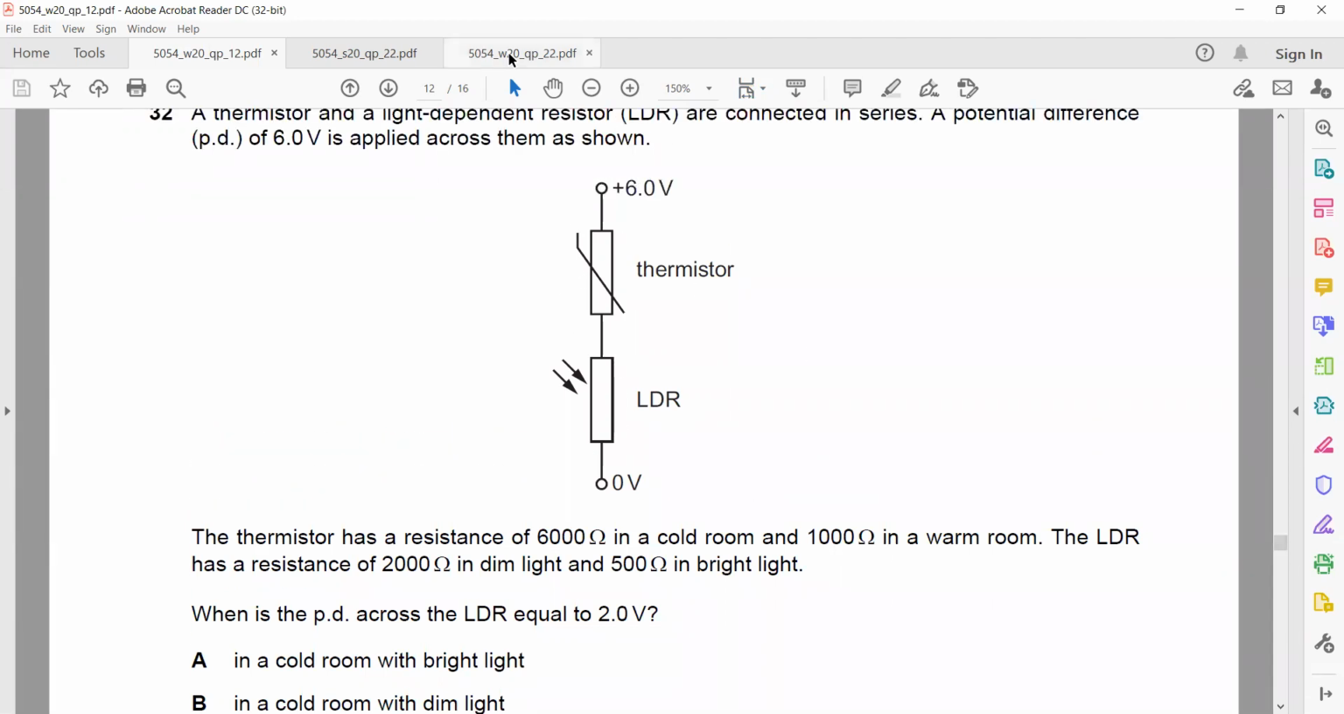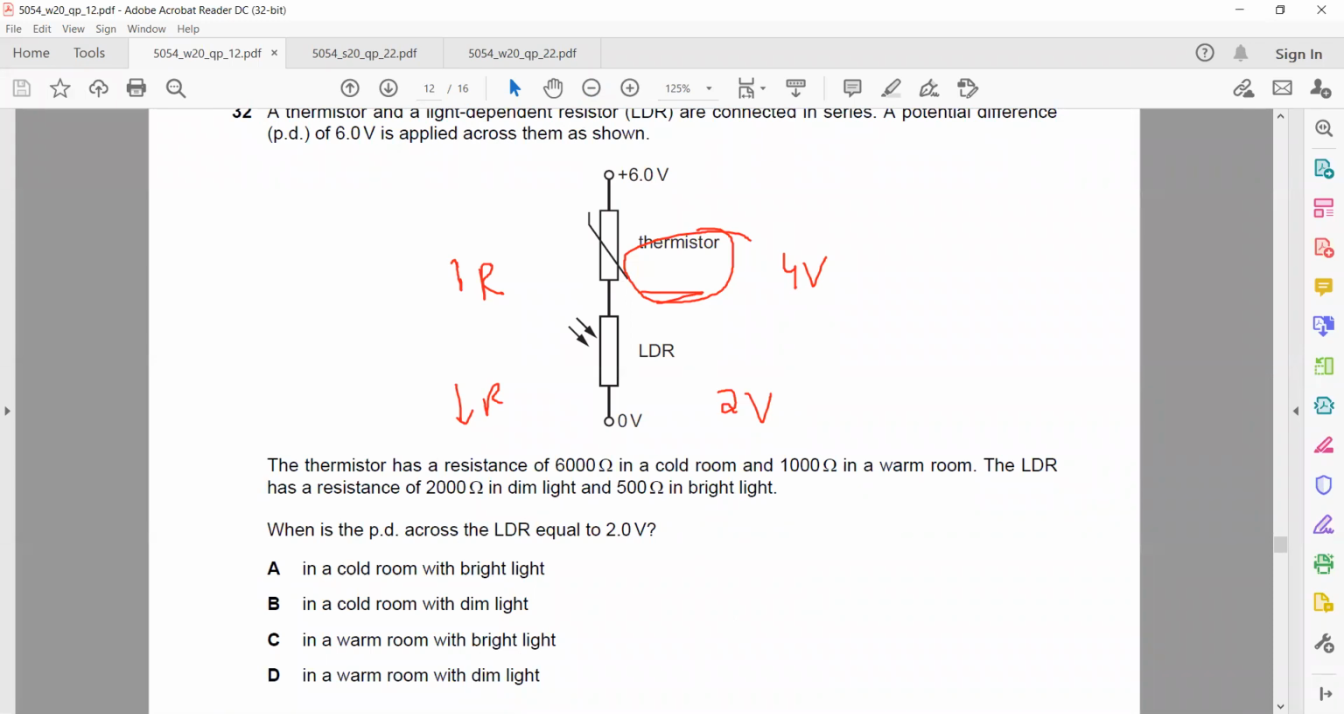So if the total is 6, we want the potential across the LDR to be 2. So here we want 4 volts. So we need a greater voltage drop across the thermistor. So the thermistor resistance should be high and the LDR resistance should be low.